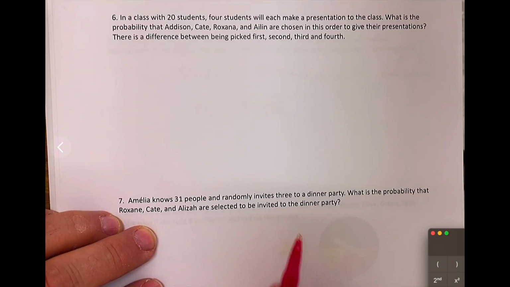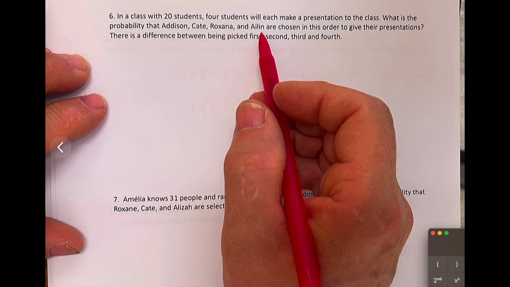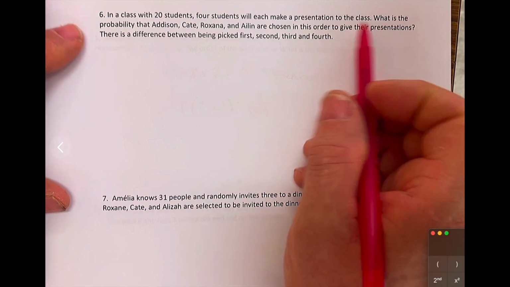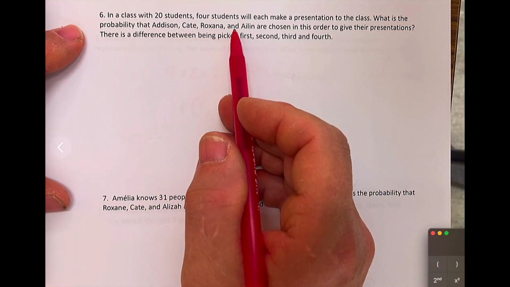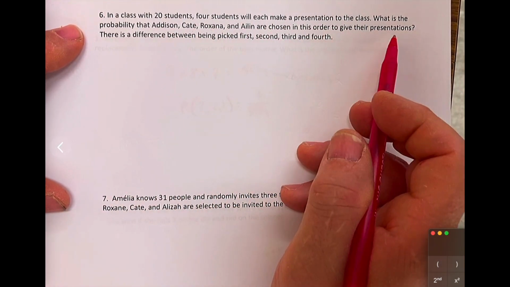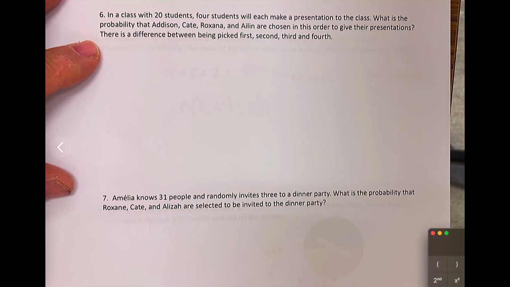Question number 6. In a class with 20 students, 4 students will each make a presentation to the class. What is the probability that Addison, Kate, Roxana, and Aylin are chosen in this order to give their presentation? When you're giving a presentation, you're not going to be asked to give the same presentation twice in a row, or even twice in the same class.